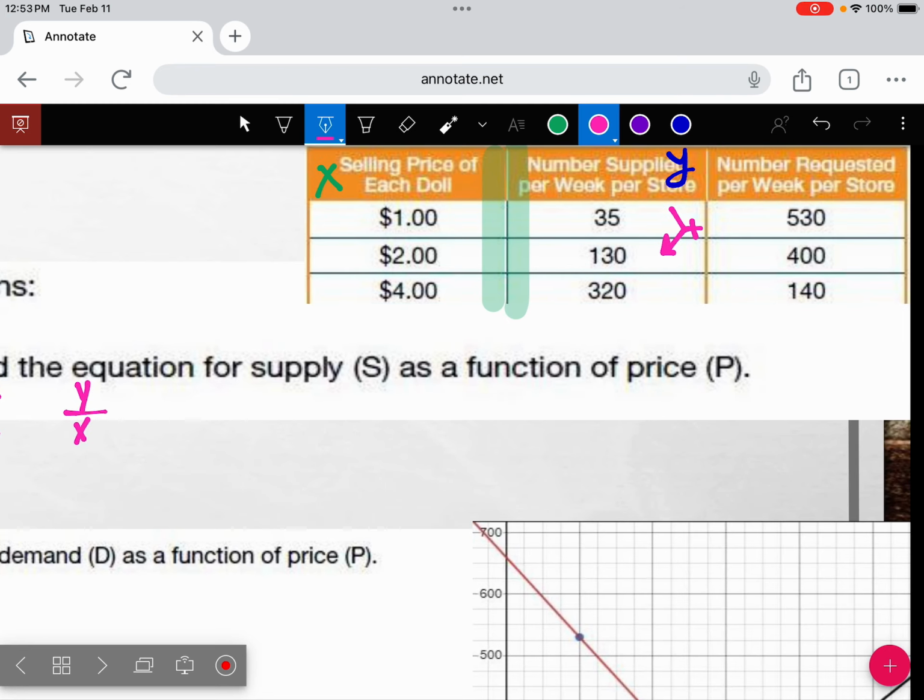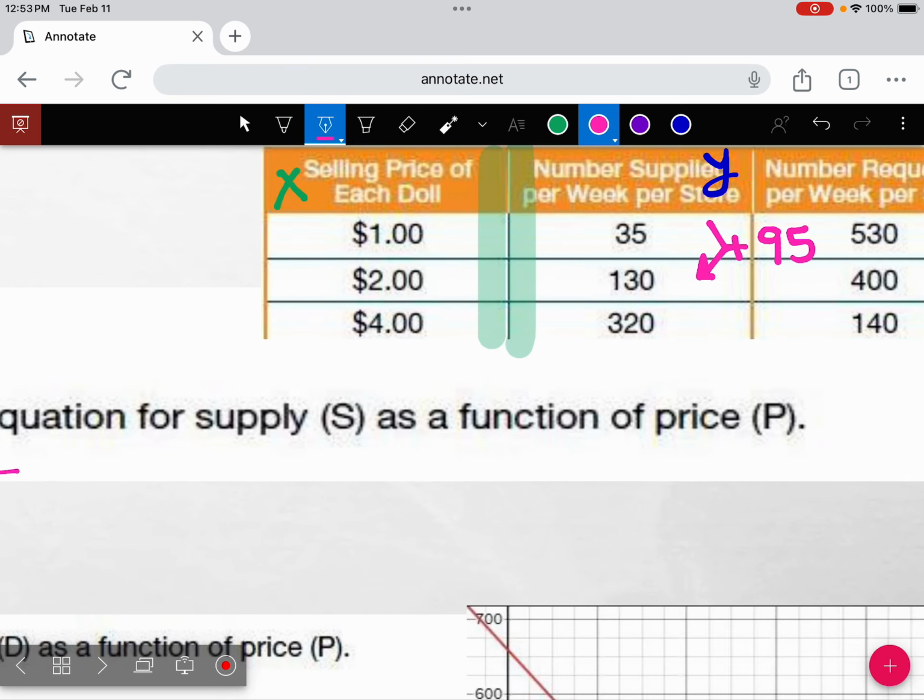Between 35 and 130. Not 5. 95. I couldn't hear you. I'm old. You must be louder. All I heard was 5. How about for our x's? 1. That one I heard.